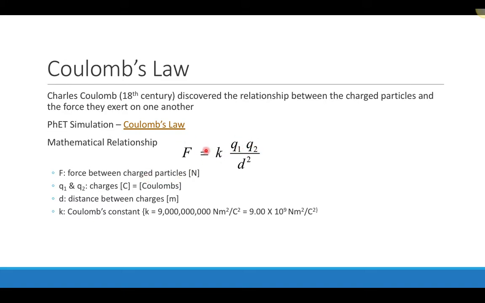The force is directly proportional to each of the charges, and it's inversely proportional to the distance between those charges squared, where that distance is measured in units of meters. There is a proportionality constant out front, K. K is called Coulomb's constant. It's always exactly the same value, which is 9 times 10 to the 9 newton meters squared over coulombs squared.